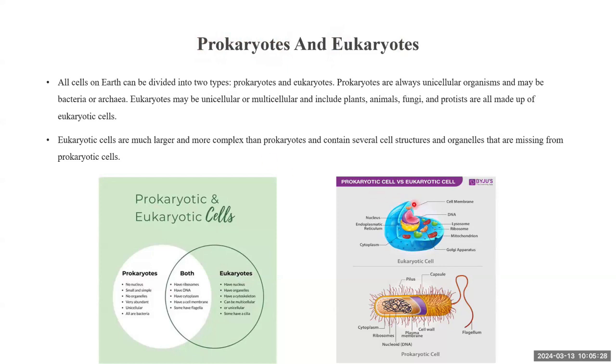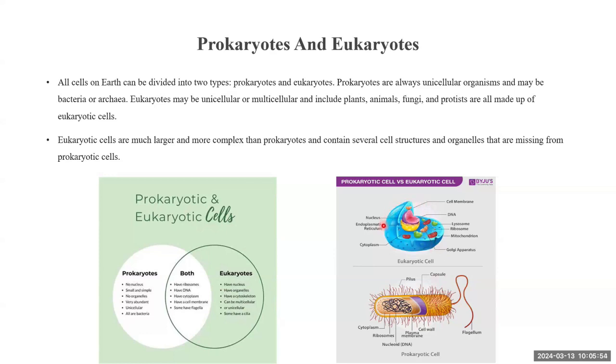Sorry, this one is the eukaryotic cell and this one is the prokaryotic cell. Prokaryotes are all the different types of bacteria that are classified in this category, and plants, fungi, human beings, and all animals are categorized under eukaryotes. So basically, these are two different types of cells.